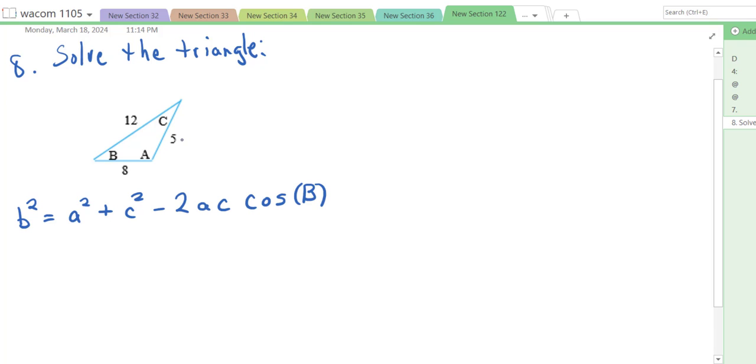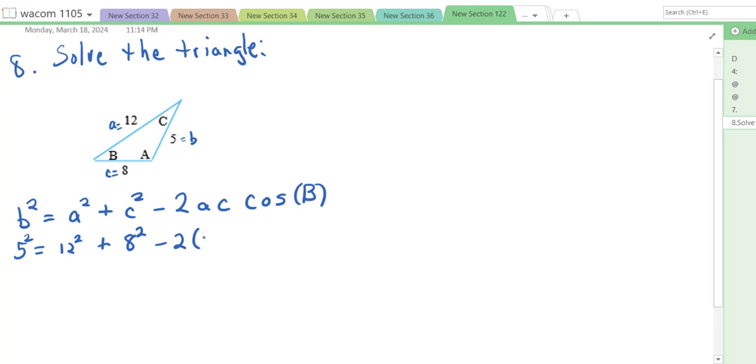This is B, this is C, and this is A. Right, that'll help a little bit. So my B is 5, and I'm going to square it. My A is 12, and I'm going to square it. My C is 8, and I'm going to square it.